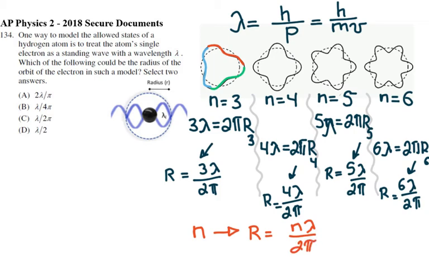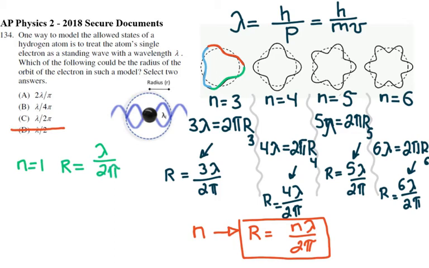So if I look at the possible answers, I see that every single one of them needs to have a pi in the denominator, and one of the radii that they give me, D, does not have a pi in the denominator, so that would not be one of my choices. So if n is equal to 1, then the radius is going to be equal to lambda over 2 pi. And I see C has that answer, so that's one of my choices.